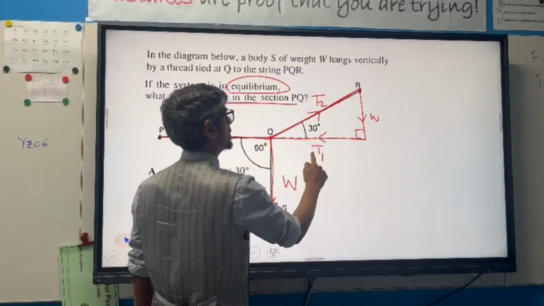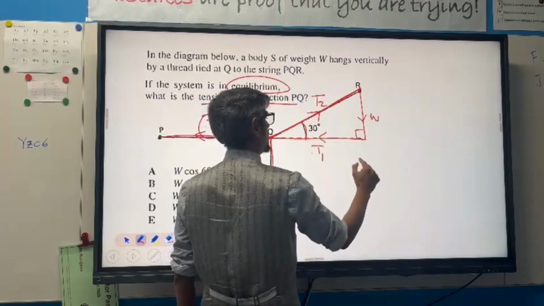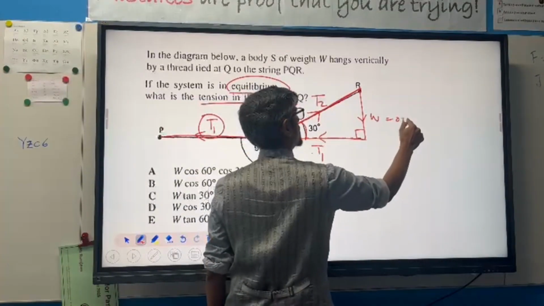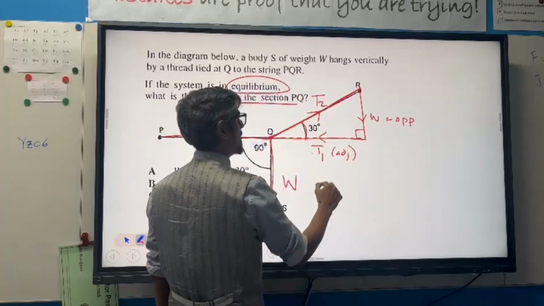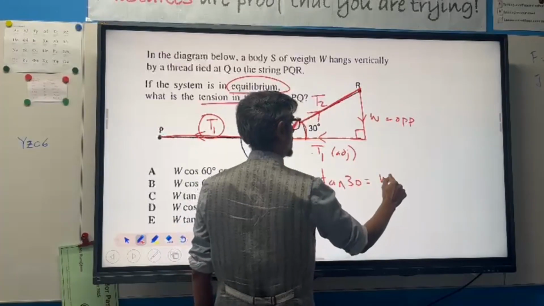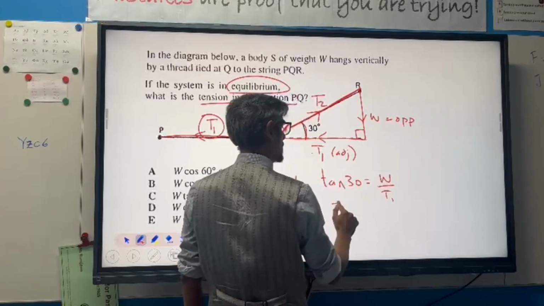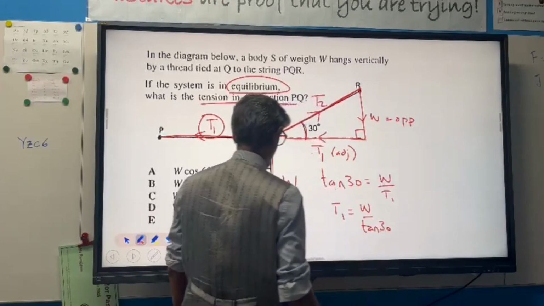So I want T1. And I've got theta here. So I could do opposites. So that's my opposite, and that's my adjacent. So that'll be tan, isn't it? Tan 30 is equal to W over T1. T1 is equal to W over tan 30. Is that part of an answer?